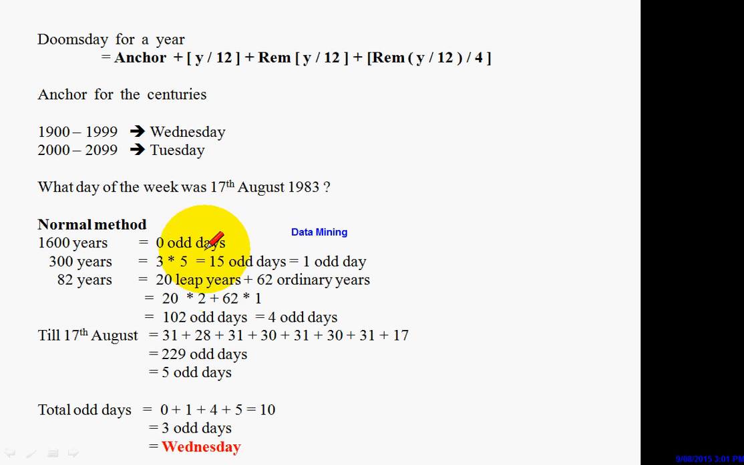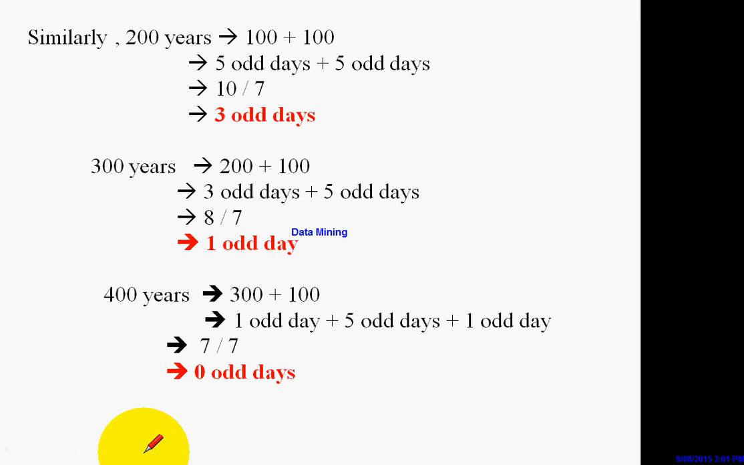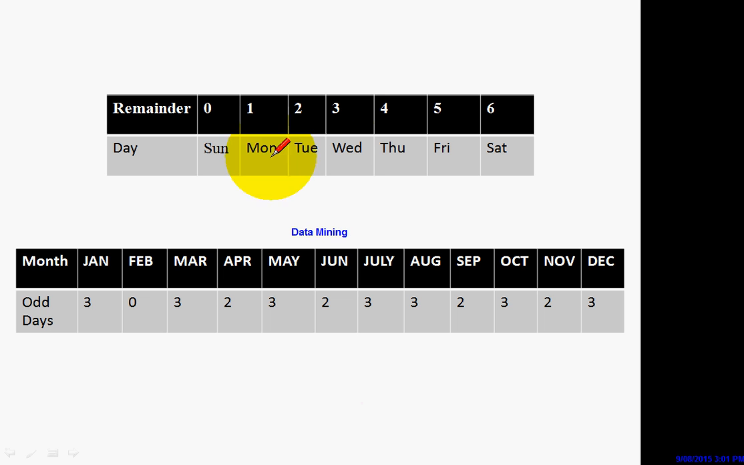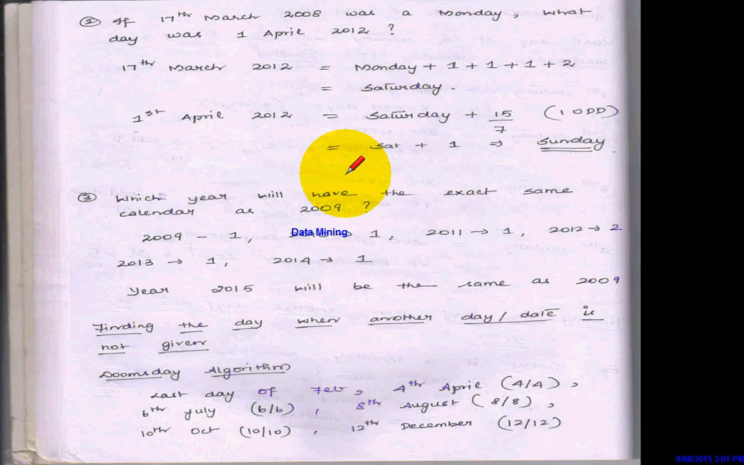Now tell me the total number of odd days. Here it is 0 odd days. For 300 years we have 1 odd day. For 82 years we have 4 odd days, and till 17th August 1983 we have 5 odd days. Totalled together, there are 10 odd days. Again 10 divided by 7, you will get 3 odd days. The value 3 corresponds to which day? The value 3 corresponds to Wednesday. So the answer is Wednesday.